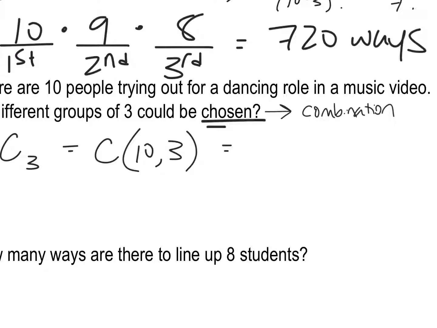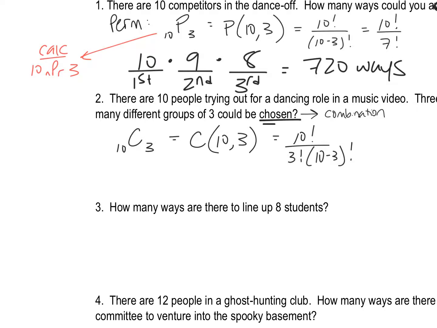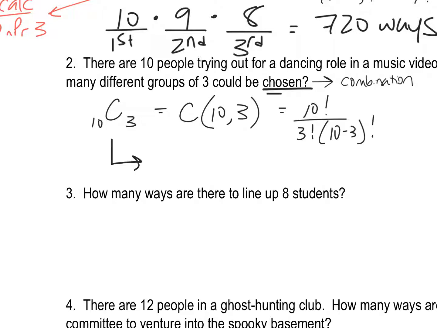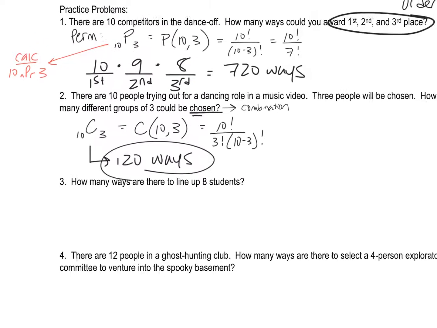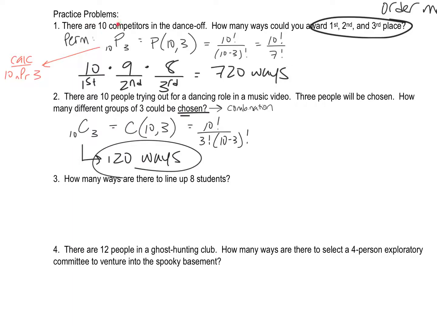The formula for that is 10 factorial over 3 factorial times 10 minus 3 factorial. You know how to simplify that. We've practiced that. I challenge you to try and type this in the calculator. And so when you type that in the calculator, you get 120 ways. Okay, so big difference between choosing out of 10 3 people and putting them in place. There's a bunch of different ways to do that versus out of 10 people strictly putting them into groups of 3. That's only 120 ways.